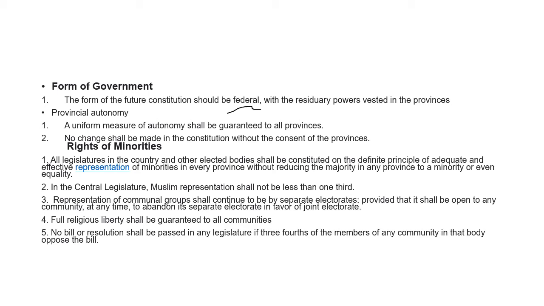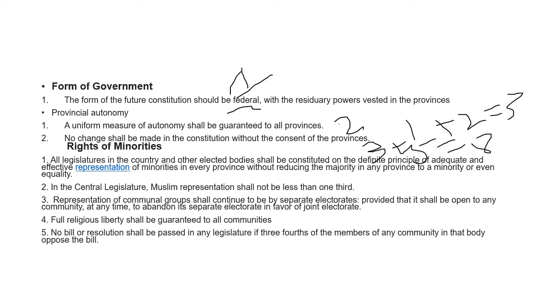So these 2 points were related to provincial autonomy, and then he presented 5 points that were related to the rights of minorities. Now count these points as well, guys. First, 1 point was about the form of government, and then 2 points related to provincial autonomy. The total became 1 plus 2 is equal to 3 points. And regarding rights of minorities, he presented 5 points. So in this way, 3 plus 5, a total of 8 points.